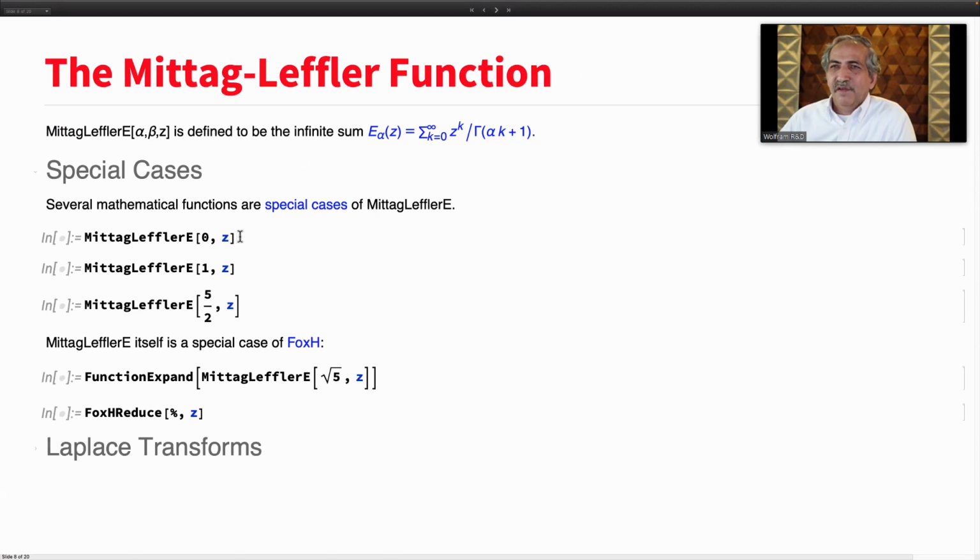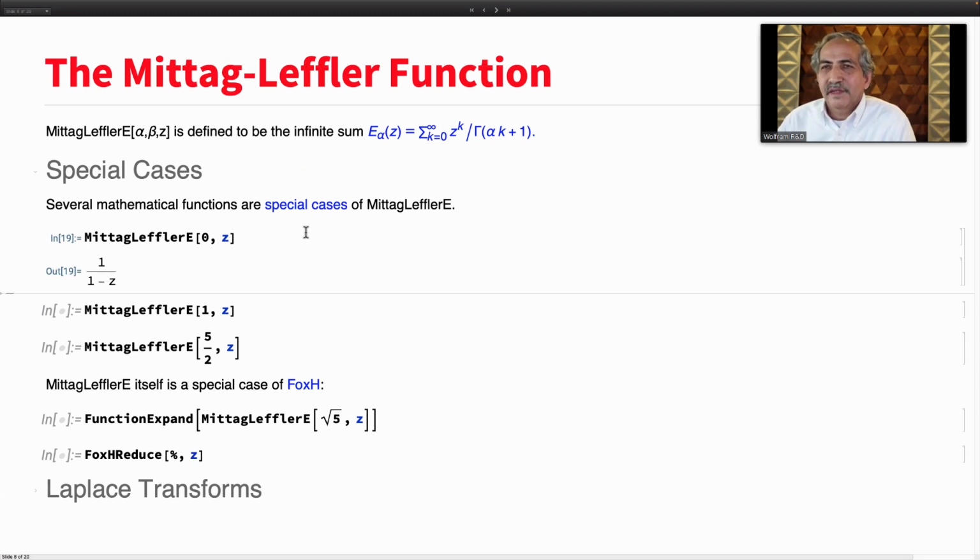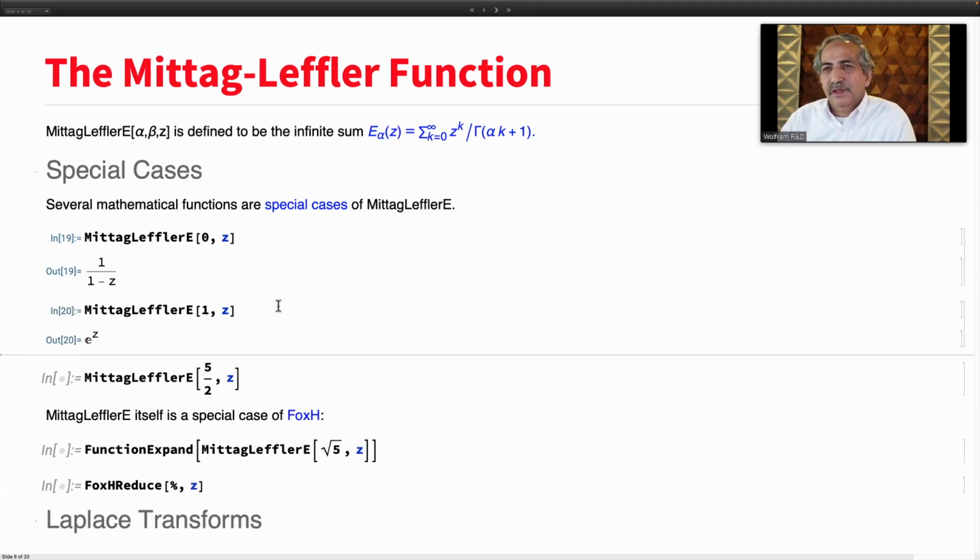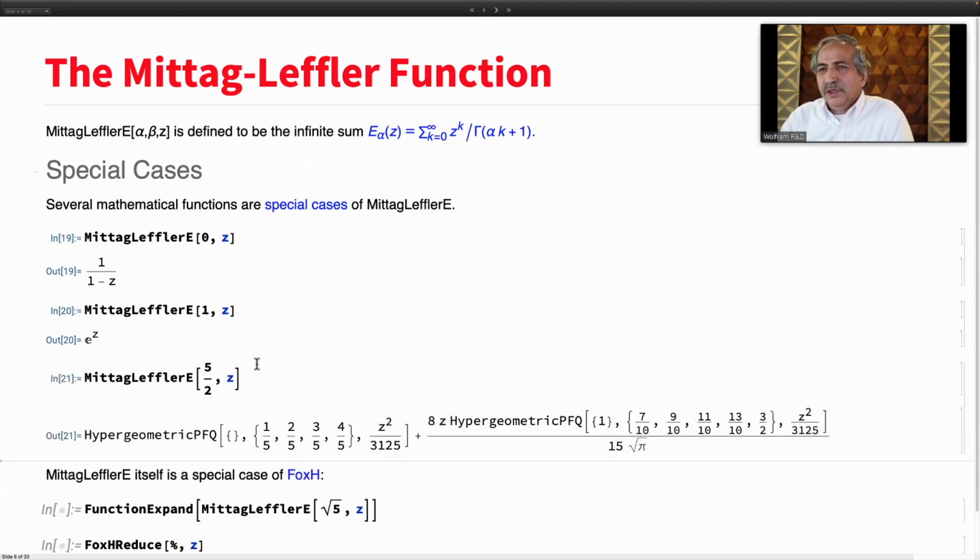So if I do Mittag-Leffler of 0, so the alpha is 0 over here, gamma of 1 is 0, gamma of k is 0, so you get just the geometric series. And if you put alpha equal to 1, then you get back the exponential function. And if you do alpha equal to 5 over 2, then you get back a huge expression in terms of PFQ.